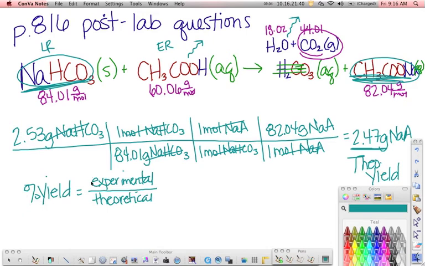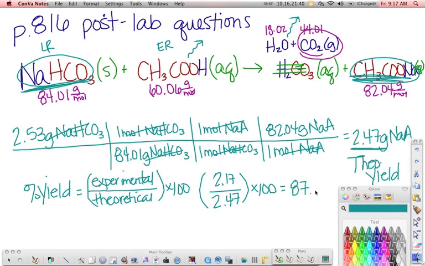And this is a percent yield, so we take this and multiply it by 100. So our experimental was 2.17. Our theoretical was, now that we've calculated it, 2.47. Take that, multiply it by 100, and it works out to 87.85%, or in correct sig figs, 87.9. Not too bad of a percent yield. It's kind of low, but it's not too bad.